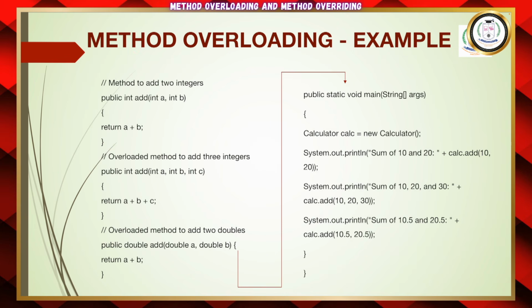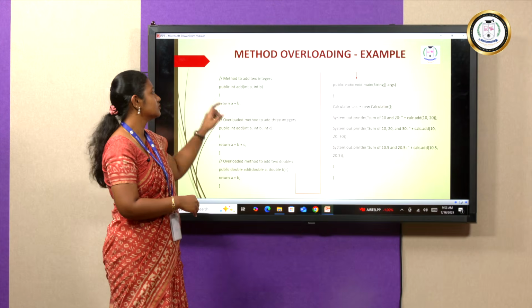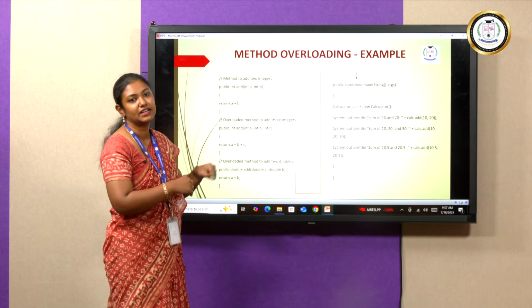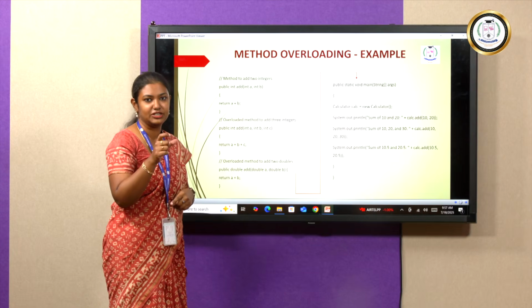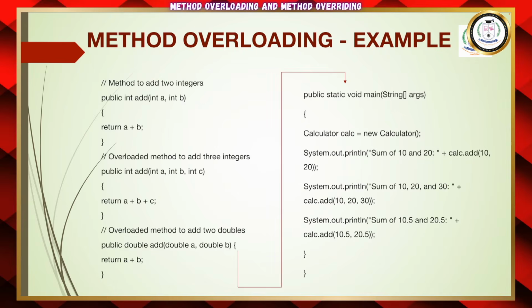So now if you see, this is an example of method overloading. We are going to add two integers in this, then add three integers and then add two double values. So first we are creating an object. So here we have public int add. We are going to have two values in that, a and b. How are we going to add this? We are going to return the values of a and b.